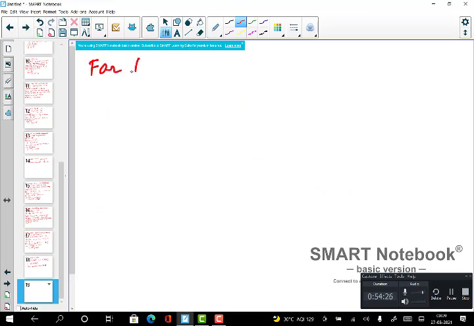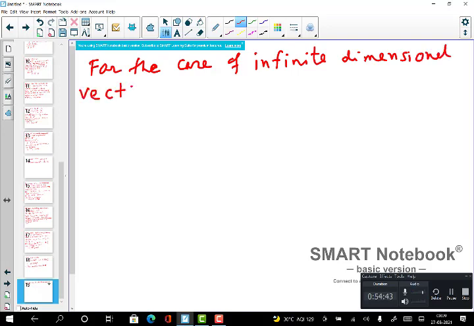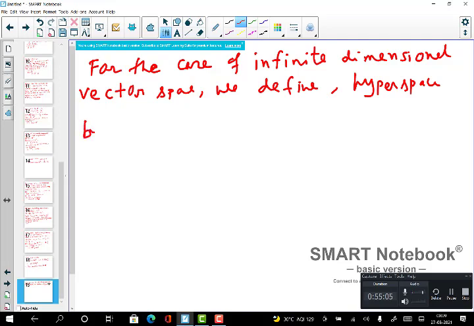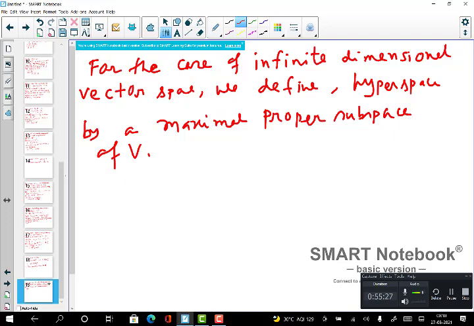For the case of an infinite dimensional vector space, we define a hyperspace by a maximal proper subspace of V.